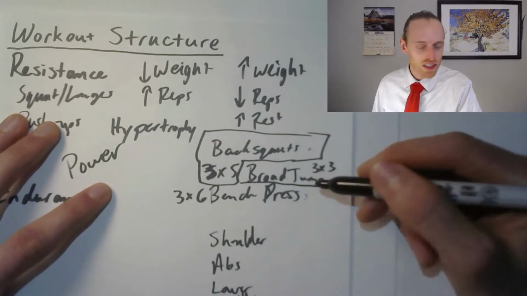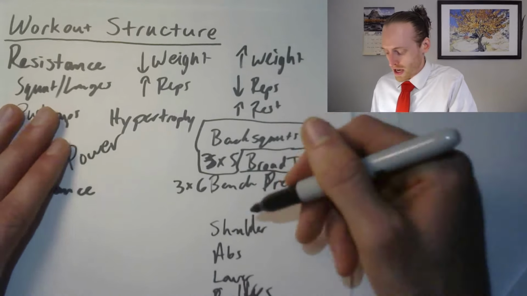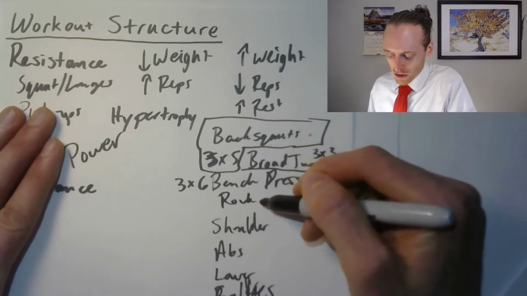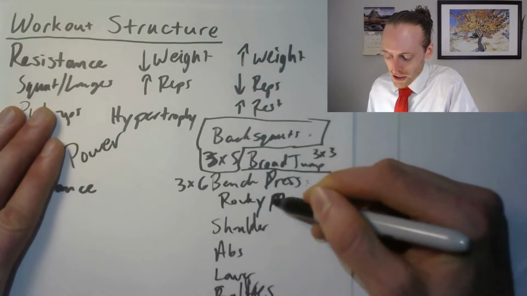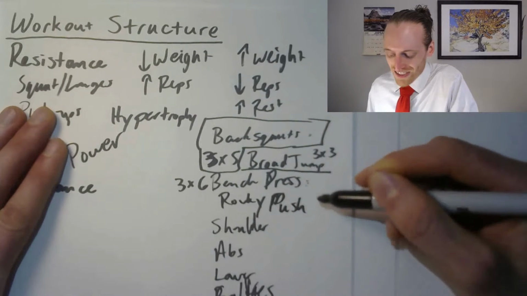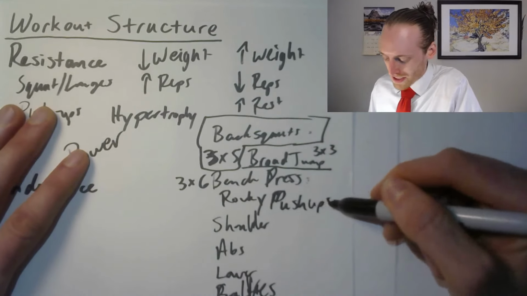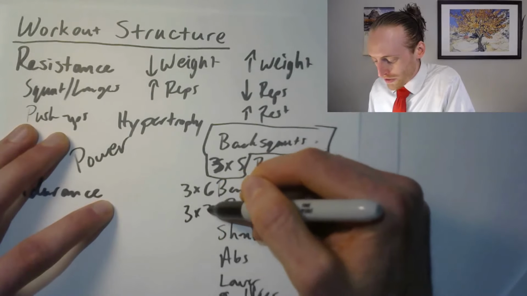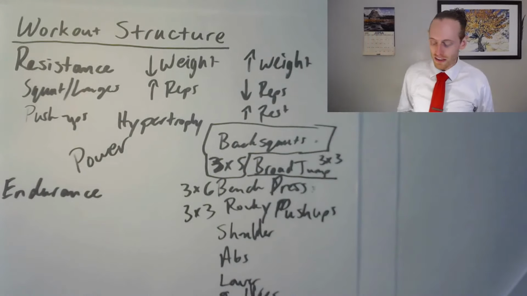You can throw box jumps in there, lunge jumps, whatever you want. And then with your bench, you don't have to always pair it with something explosive, but you might want to do some Rocky push-ups. I was about to write Rocky Mountains. So Rocky push-ups in there. That'll be, again, some explosion, 3 by 3. There's all kinds of ways you can set this up.